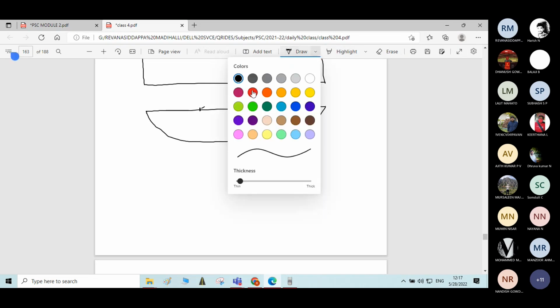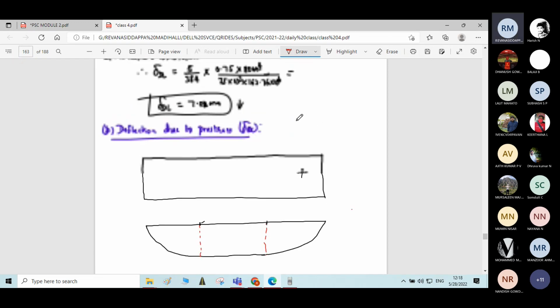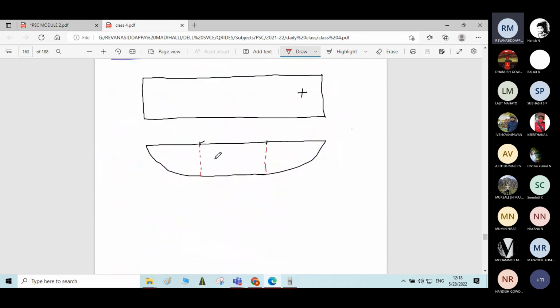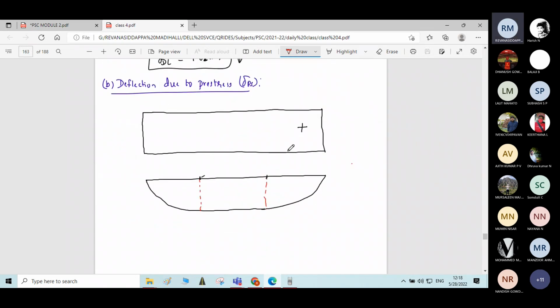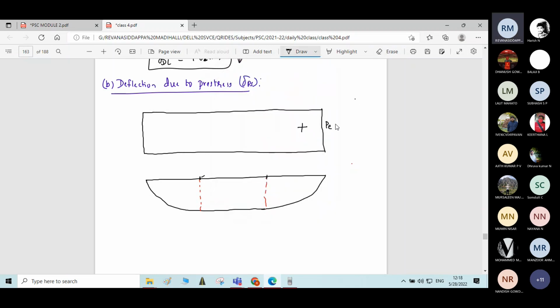This is the nature of the bending moment diagram. This is a rectangular portion and here a parabolic portion. Whatever the cable profile is, the same kind of BMD you will get. Now here, P into E as usual.